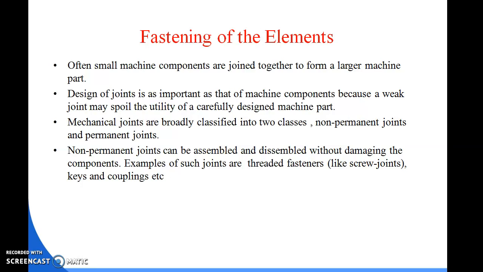But permanent fastenings are those which cannot be disassembled without destroying the connecting components. That means if we want to separate two plates, we have to destroy the metals or the fastenings, and then we get two materials that are separate from each other.